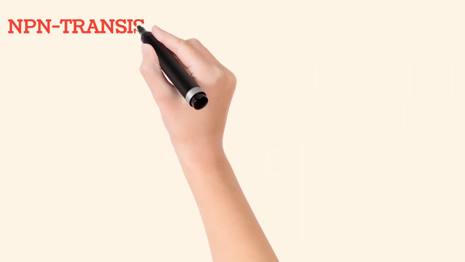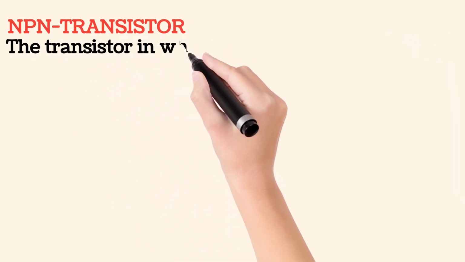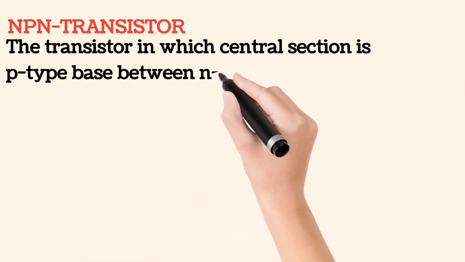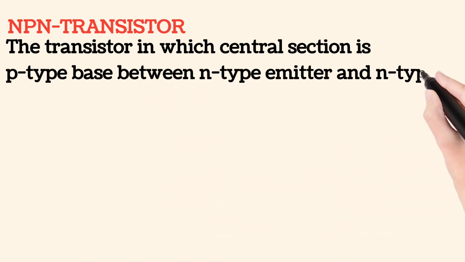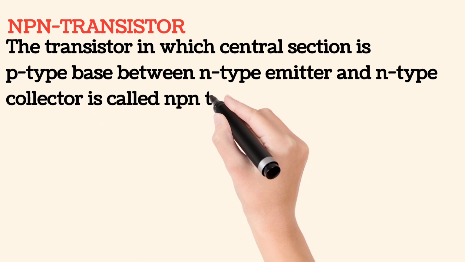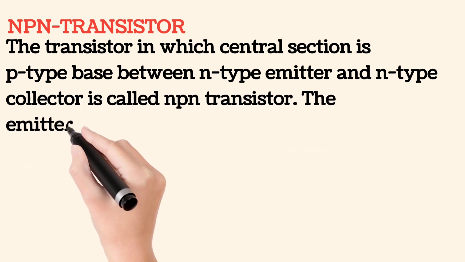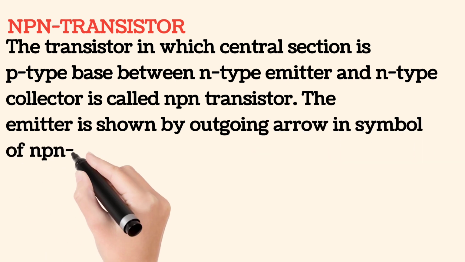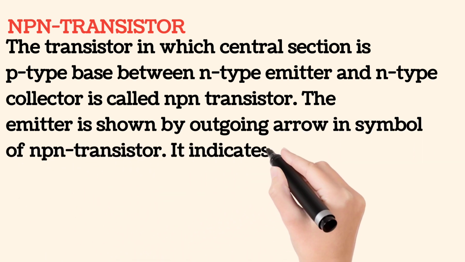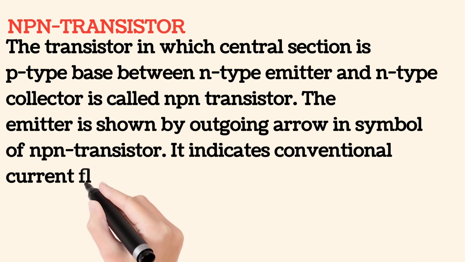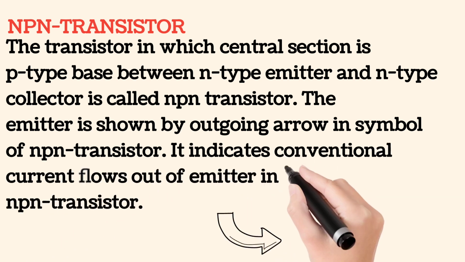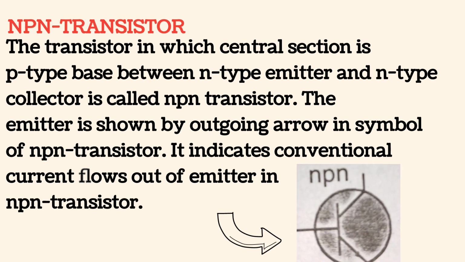NPN transistor. The transistor in which central section is P-type base between N-type emitter and N-type collector is called NPN transistor. The emitter is shown by outgoing arrow in symbol of NPN transistor. It indicates conventional current flows out of emitter in NPN transistor. As shown in figure.